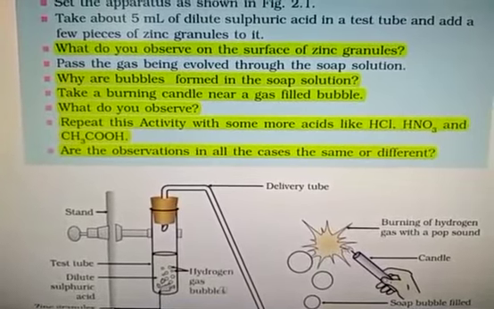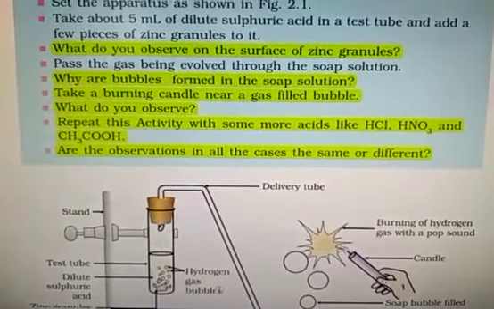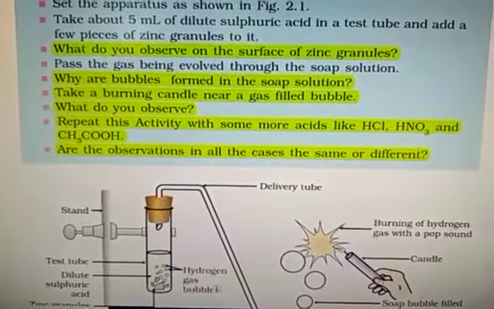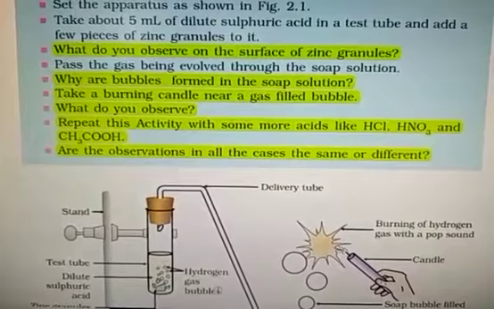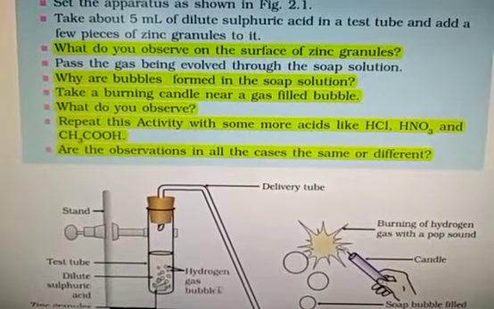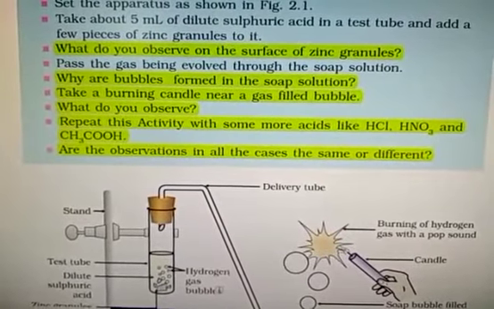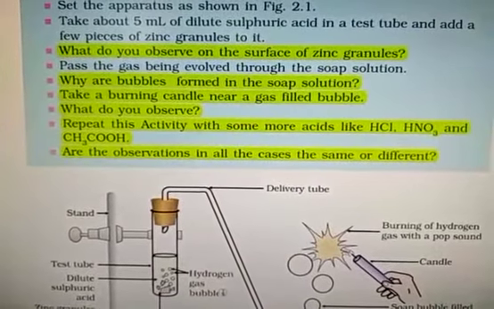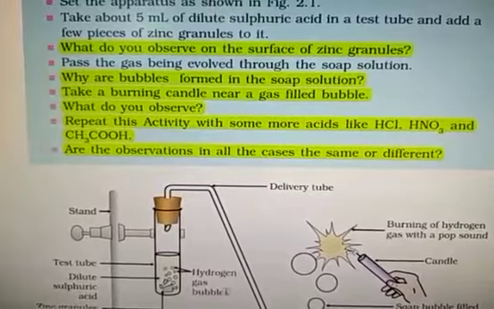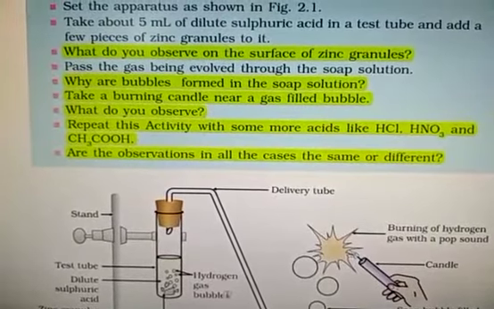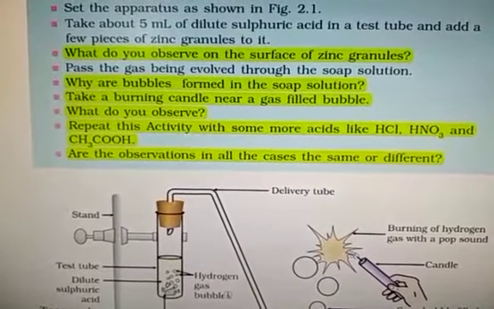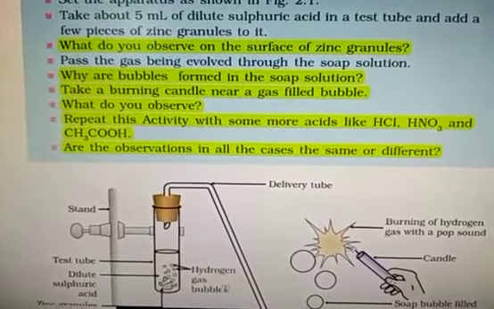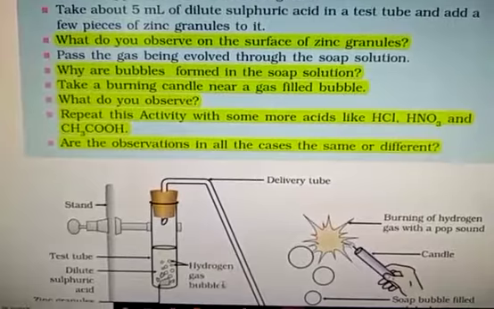We will read this particular topic in the same chapter in later topics. Acetic acid also reacts in the same manner, but the speed of the bubbles coming out is very slow, so it is a slow reaction. So are the observations in these cases the same or different? The observations with different acids and zinc granules are different.